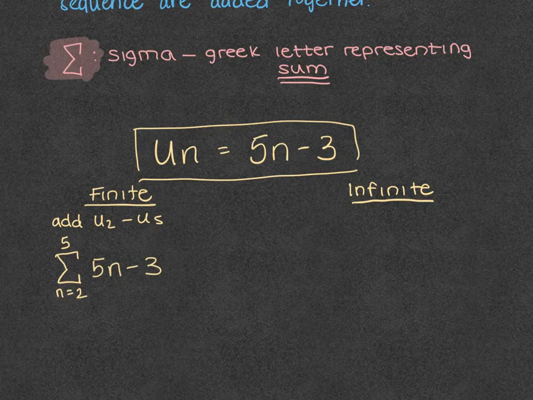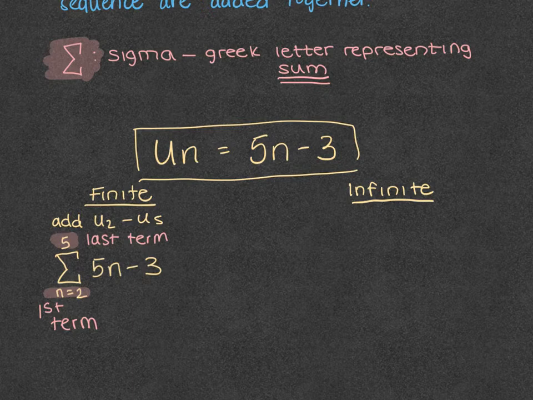What this means is, let's break this apart. Down here is going to be our first term of our series. Here will be our last term of the series. And then again, that summation symbol means we're going to add everything in between. So we're going to add u2 plus u3 plus u4 plus u5, essentially.